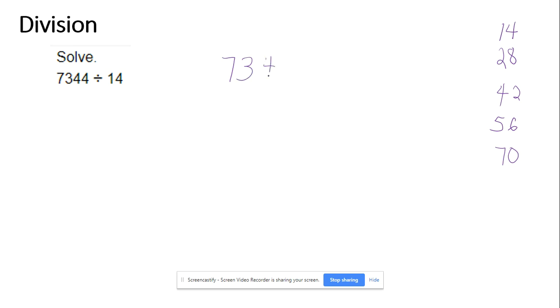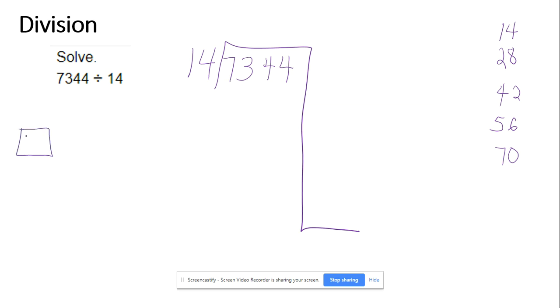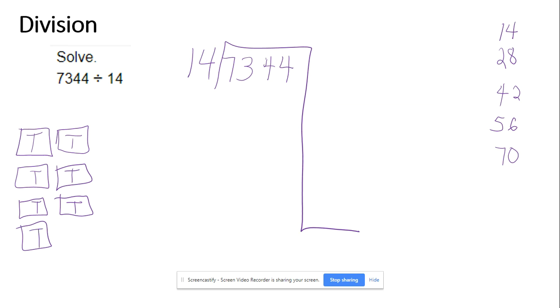It's 7,344, and we're going to be dividing by 14. So I'm going to start with the thousands place. I see that there are 7 thousands, but I can't easily divide 7 thousands into 14 groups, because we'd have 7 of these thousands blocks, and I can't easily put these 7,000 into 14 groups without regrouping and splitting these up. So I'm going to look at 7,300.